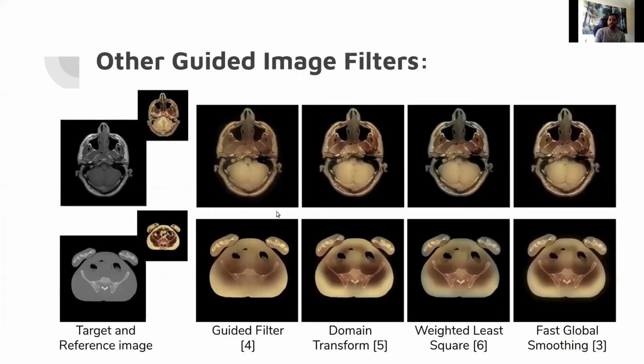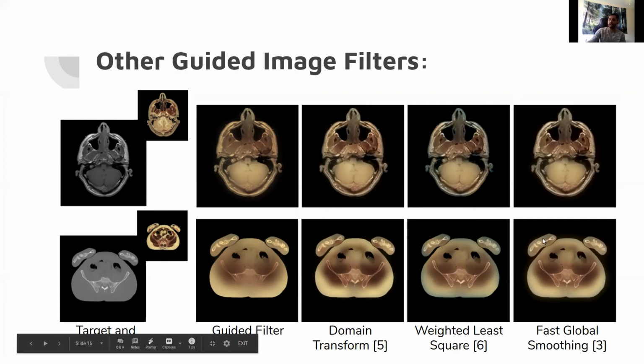So in addition to using fast global smoothing filter, we also perform the colorization operation with other guided image filters like guided filter, domain transform filter, weighted least square filter. Some of the previous research on these filters have shown that the fast global smoothing filter is not prone to halo effect, and it also provides speed advantage over other filters. So we chose to use the fast global smoothing filter in our colorization pipeline.